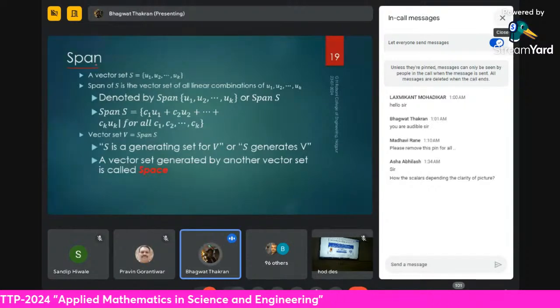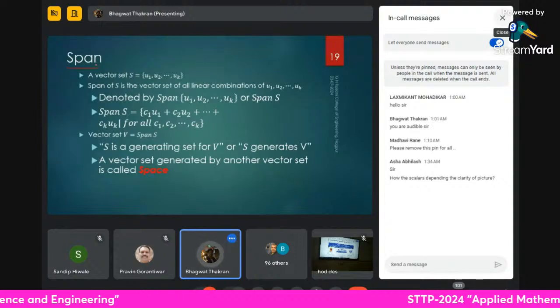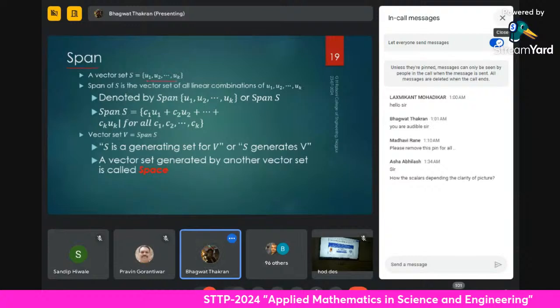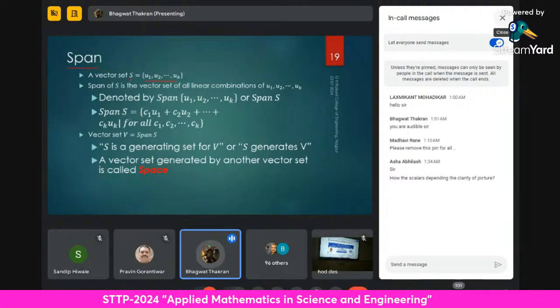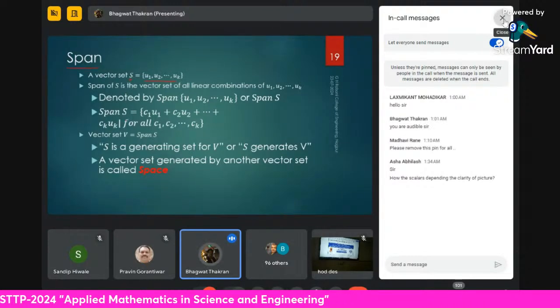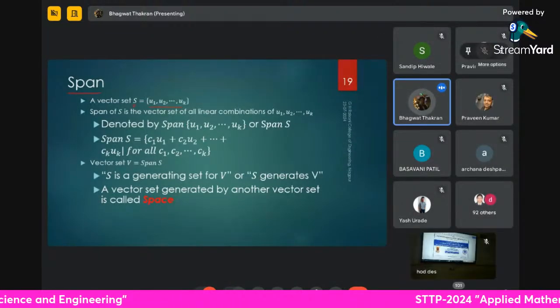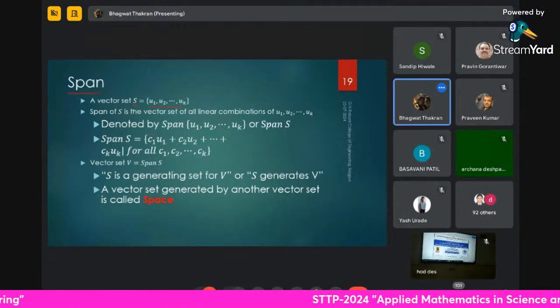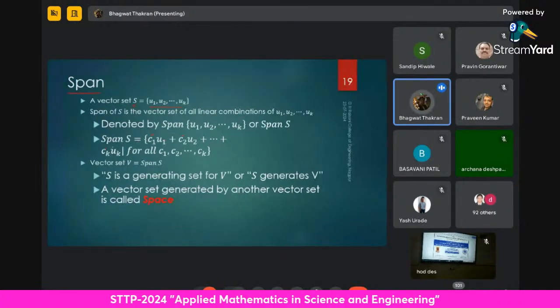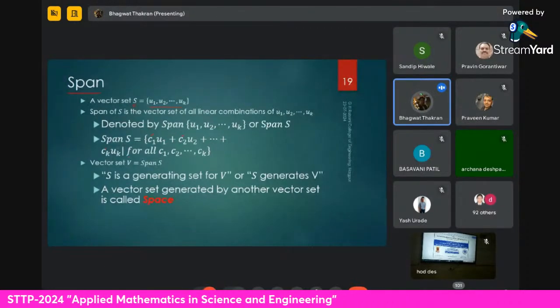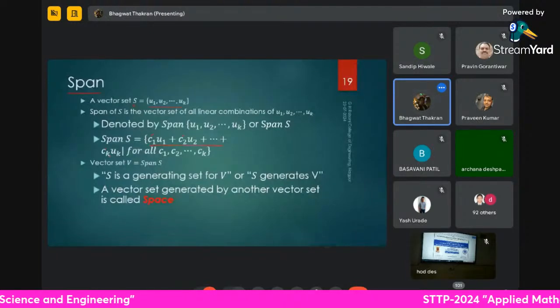Now, span is again some set of finite elements, U1 to UK. So let us consider this is my set S. And this set is defined in such a way that some of the scalars, say C1, C2 and Ck, form a linear combination.